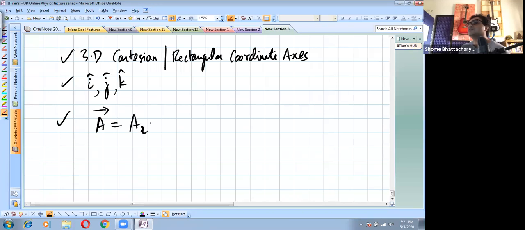It is some scalar quantity into i cap, that is called the x component, plus some scalar quantity into j cap. That is your y component, and some scalar quantity into k cap, that is your z component.